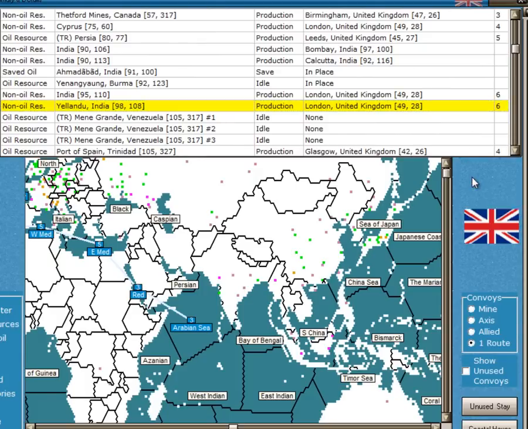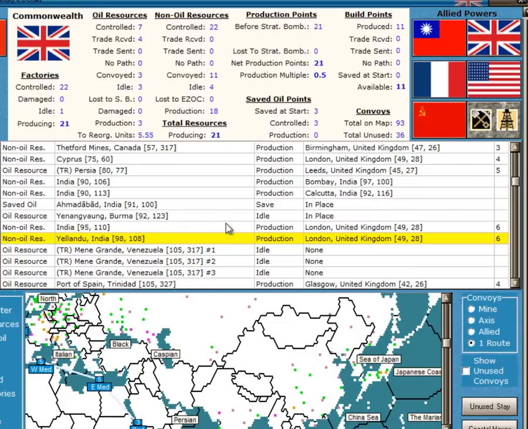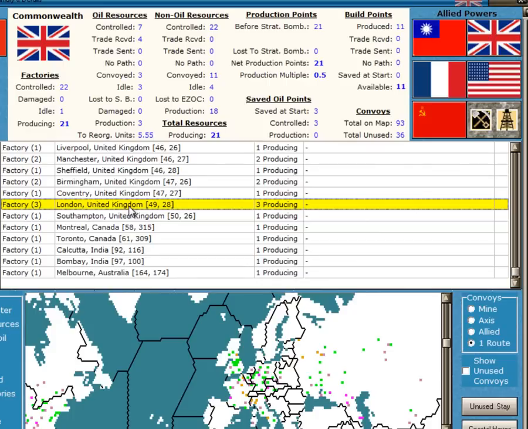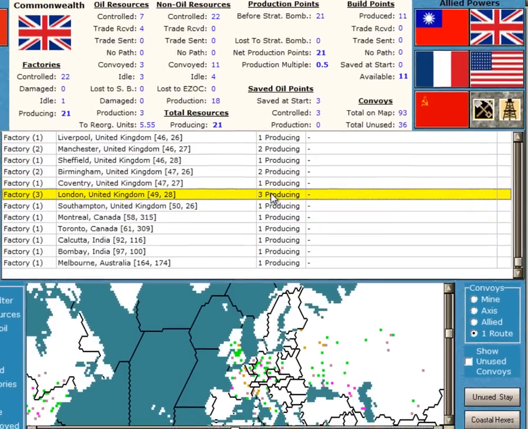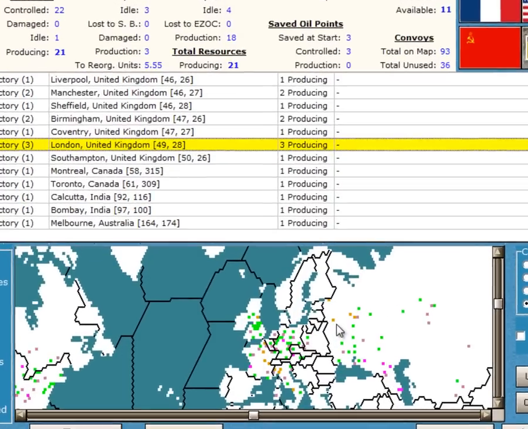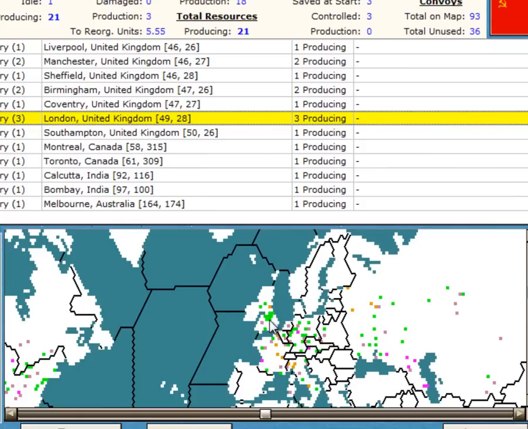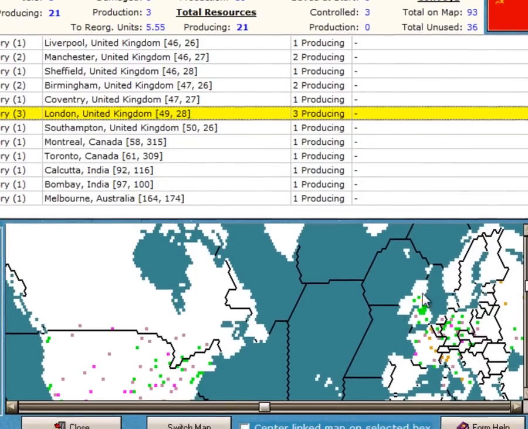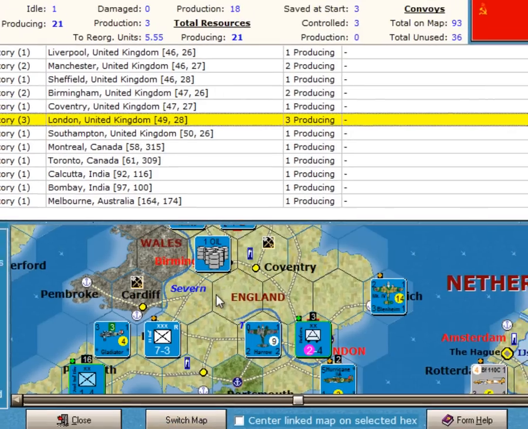If we go back to the summary, this is where we started. And we can go down here at the factories, and we can see that London has 3 factories and they're all producing. On the global map, the green are factories, and the other colors indicate non-oil and oil resources. The oil resources are in lavender, and the non-oil resources are in a brown. So you can see the Commonwealth has a lot of factories in London, and they have a group of resources in Canada that will be sent overseas to London. We can switch back to the detailed map.